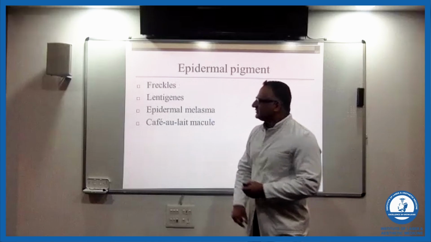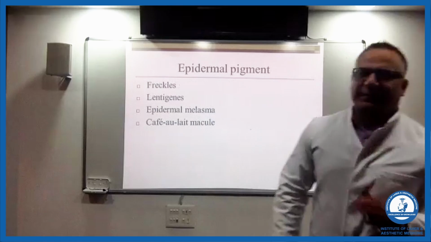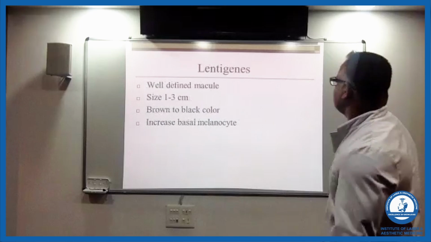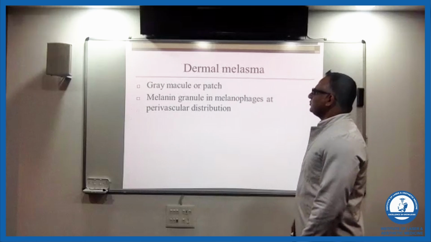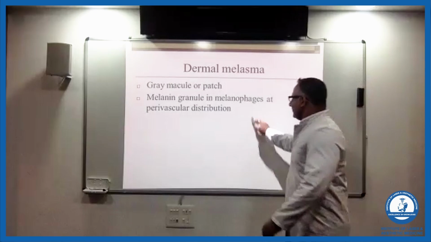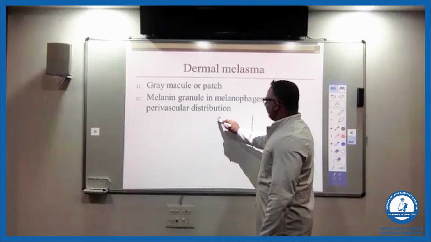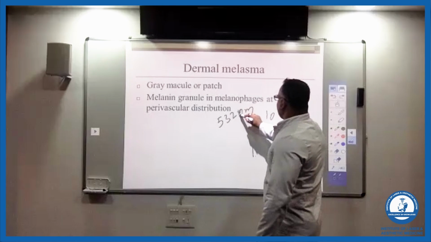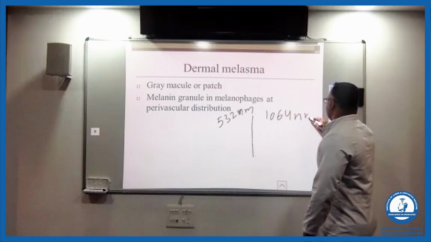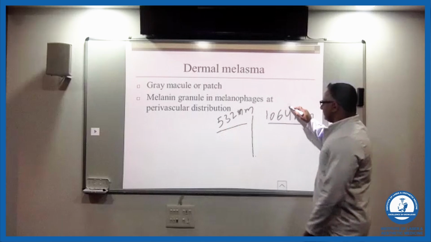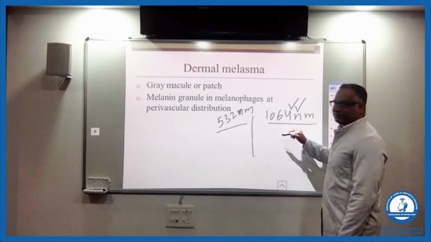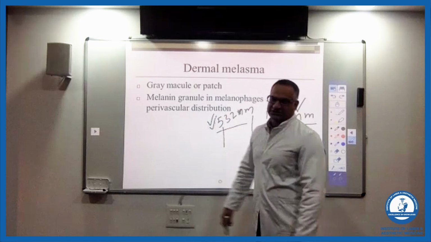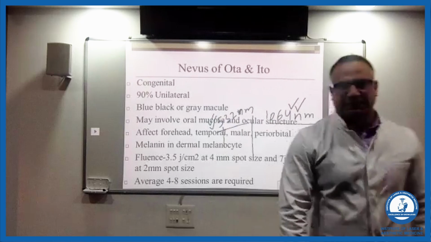While freckles and lentigines is a very good idea, for epidermal melasma or cafe au lait, I will not go straight with Q switch lasers and so on. If I may ask you, which wavelength for which one? 532 nanometers, 1064 nanometers, which one? So this one is the deeper penetrating wavelength for dermal melasma or dermal pigmentation, and this one is the superficial wavelength for epidermal pigmentation.